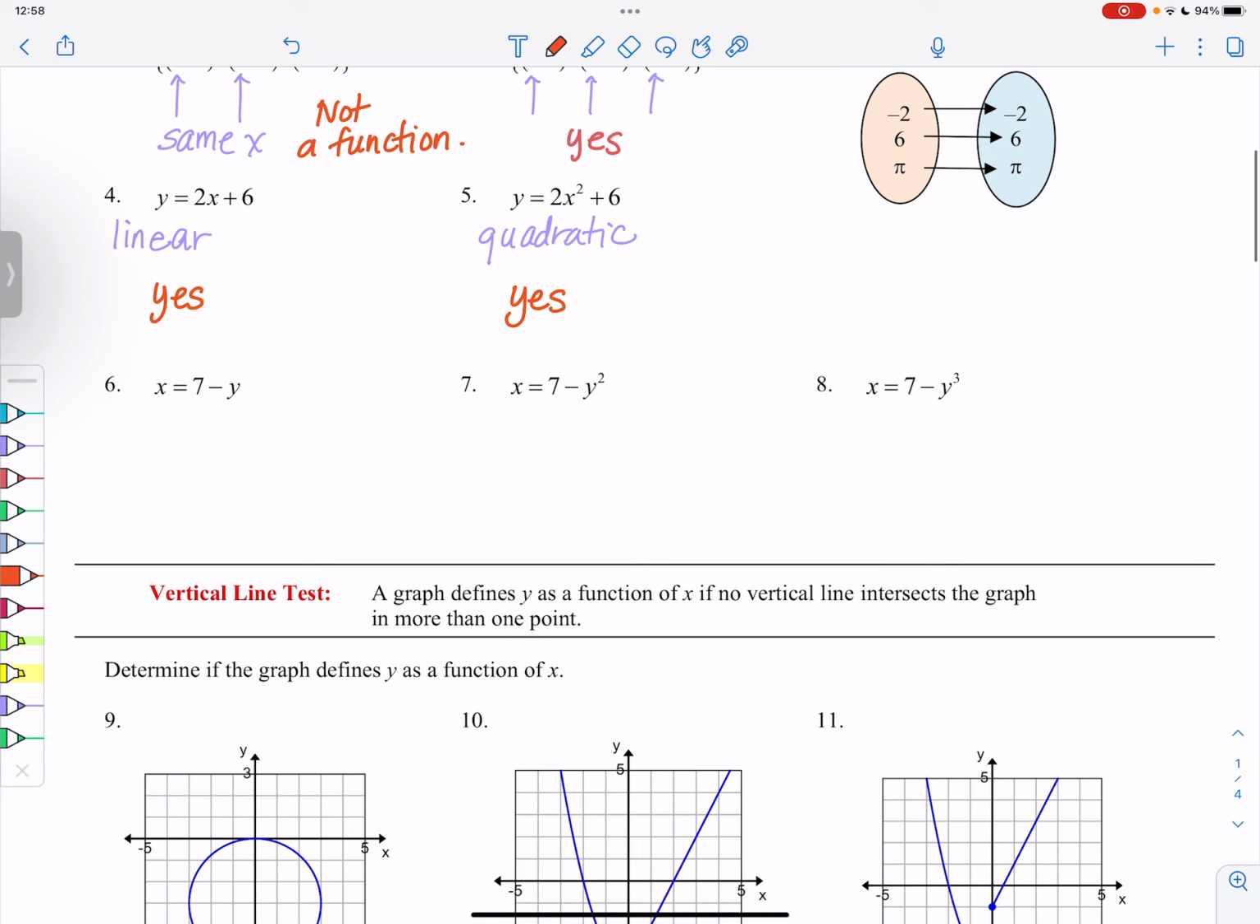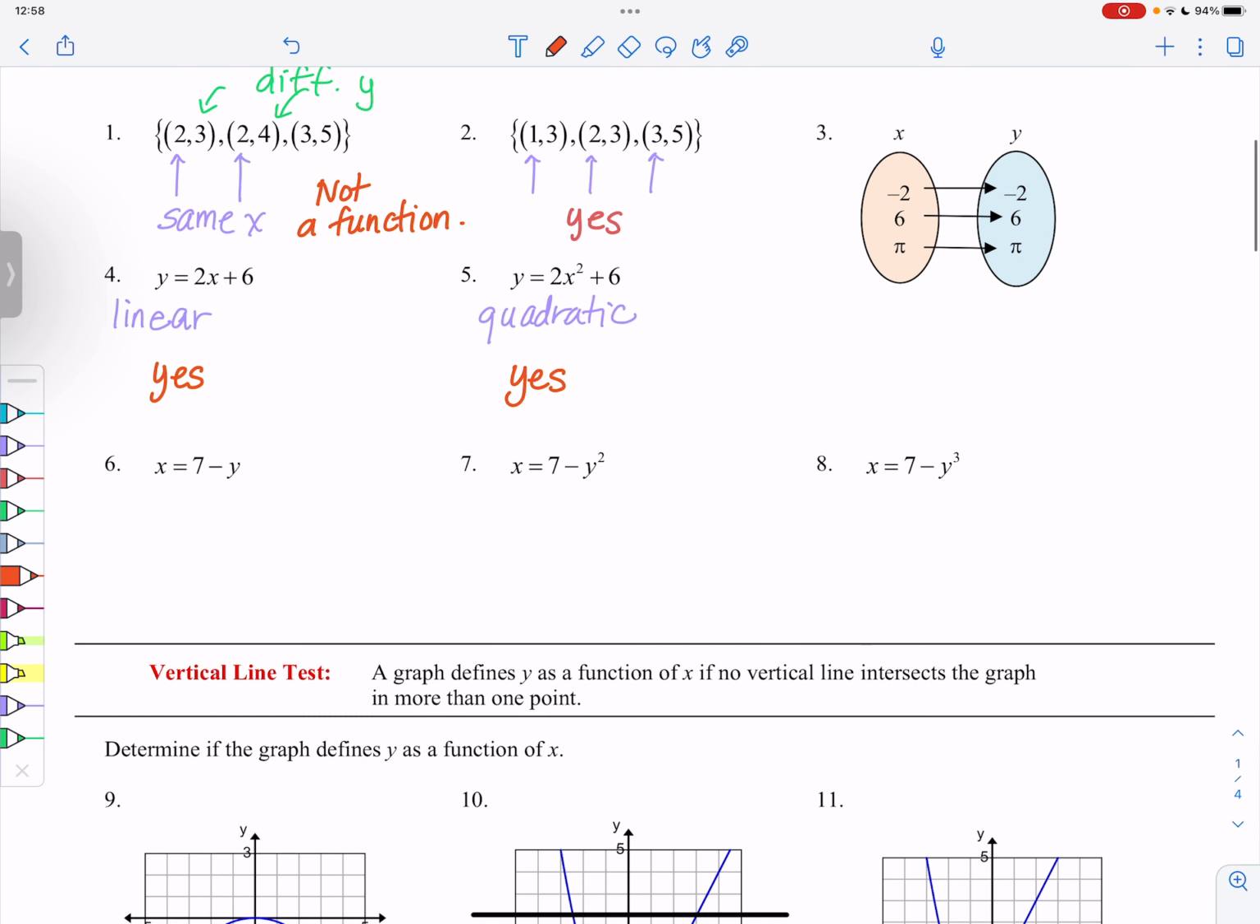We're going to learn an easier way other than just looking at these. I did skip over number 3 accidentally, so let's look over there. No repeated x values. So we do have a function.